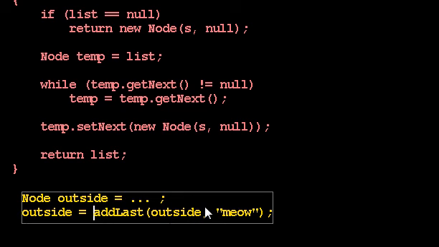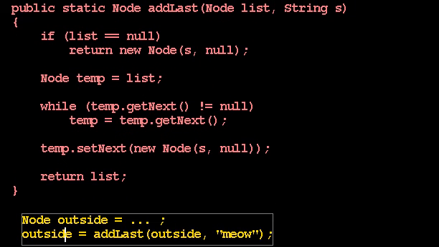If I get back anything else, I haven't changed outside at all. I mean, I haven't changed the variable. I haven't changed which node is referred to by the outside variable. I certainly have attached something at the end of that linked list. Alright, that's getting confusing. This is all very confusing.